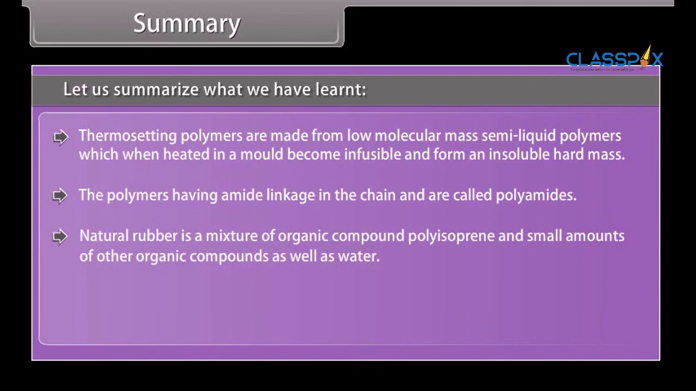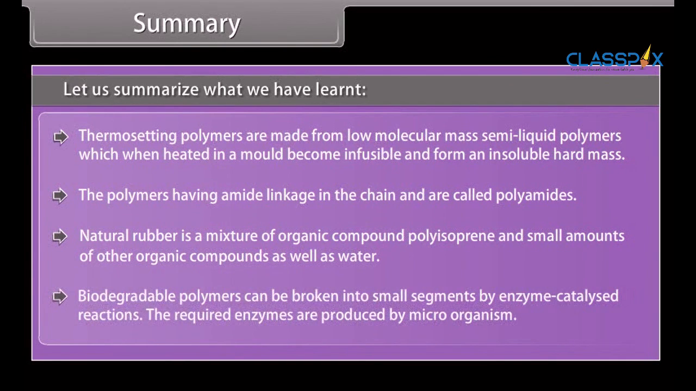Natural rubber is a mixture of the organic compound polyisoprene and small amounts of other organic compounds as well as water. Biodegradable polymers can be broken into small segments by enzyme-catalyzed reactions. The required enzymes are produced by microorganisms.